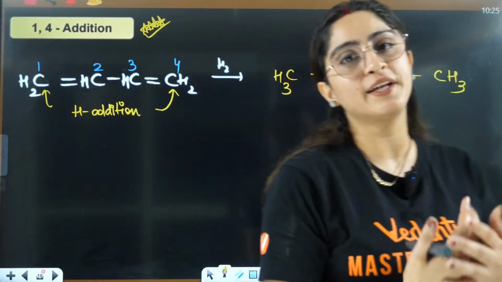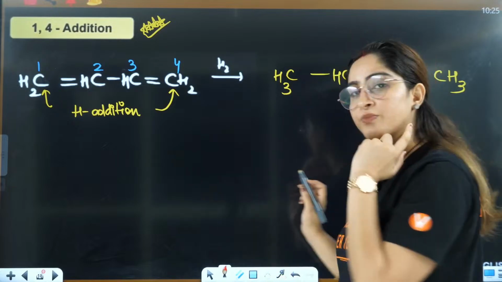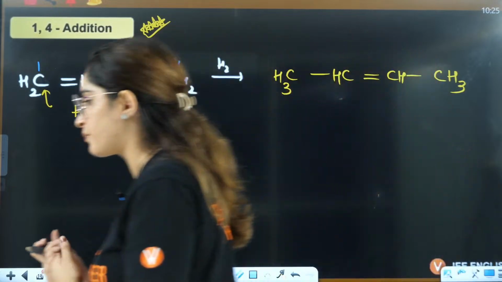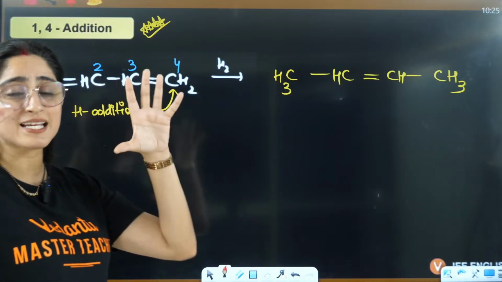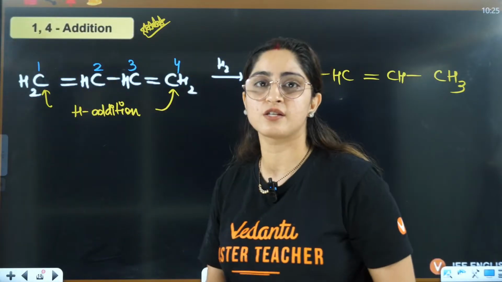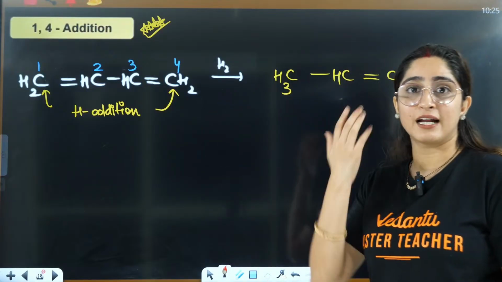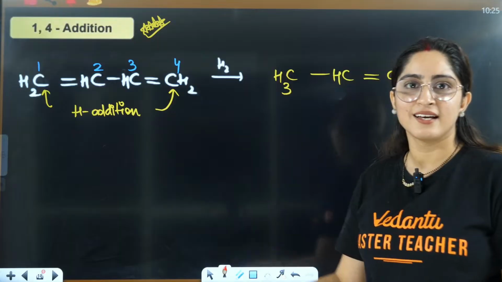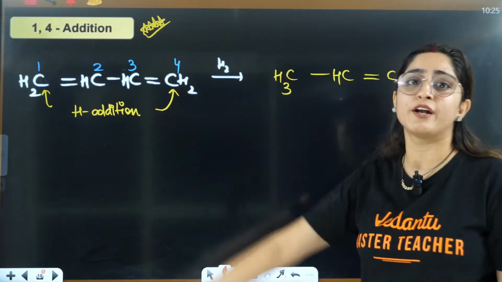But ma'am, why is it so? Why is 1,4 addition happening here? Okay, let's understand why it is so. I think firstly you are able to understand what exactly the question is, and what is so abnormal that is happening that we have to do it separately. It has a proper name, 1,4 addition.